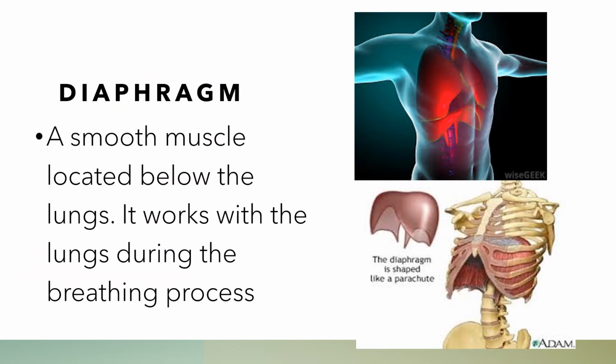Now, how about the diaphragm? A diaphragm is a smooth muscle located below the lungs. It works with the lungs during the breathing process. So, of course, without this diaphragm, your lungs will not be expanding or collapsing. That is a major function of your diaphragm, which looks like the shape of a parachute. It contracts and relaxes at the same time.